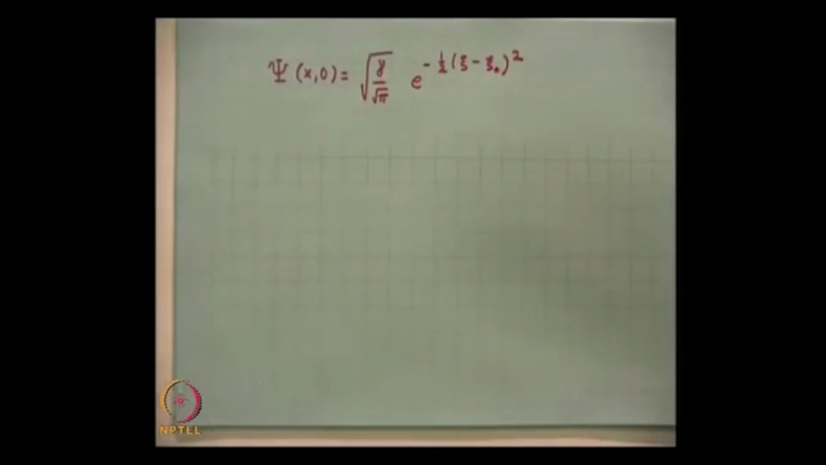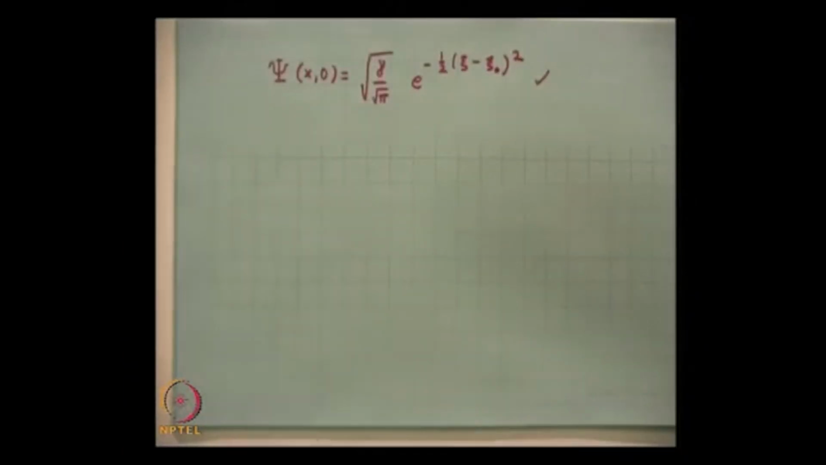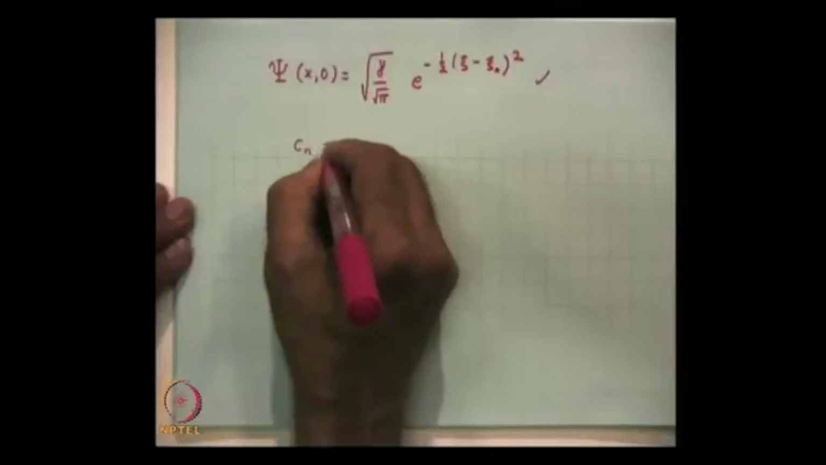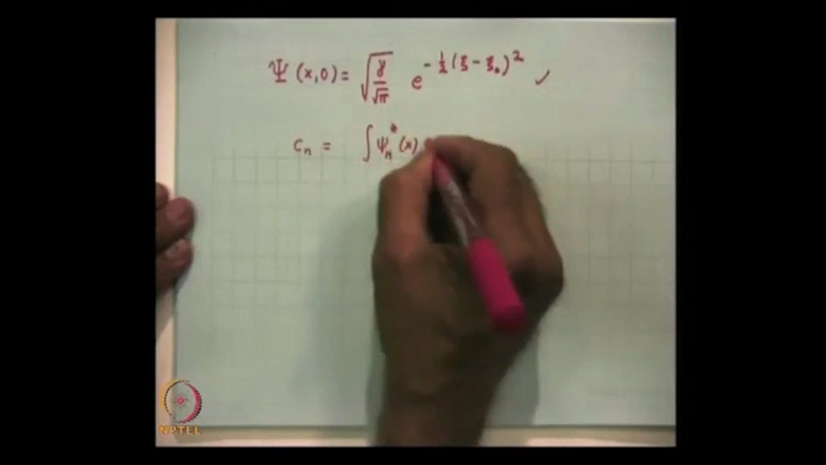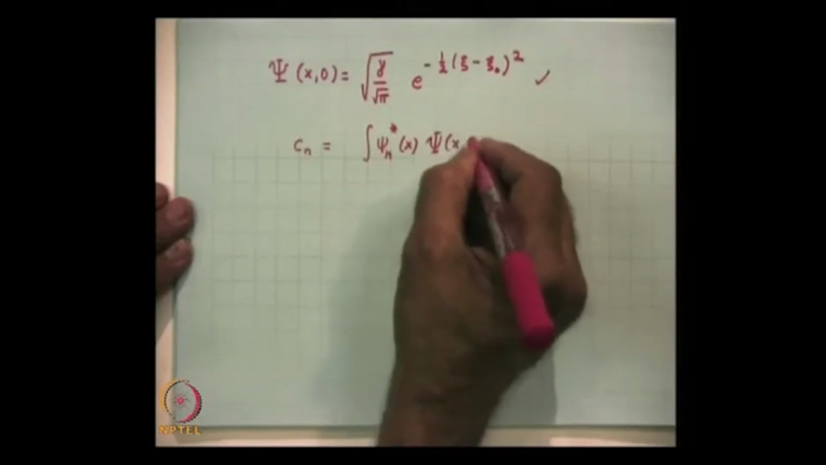At time t equal to 0, the wave function describing the harmonic oscillator is given by this equation. And my question is that if this is so, then how will this wave function evolve with time? And the answer is simple. I first calculate C sub n, that is the integral of psi n star of x psi of x comma 0 dx.